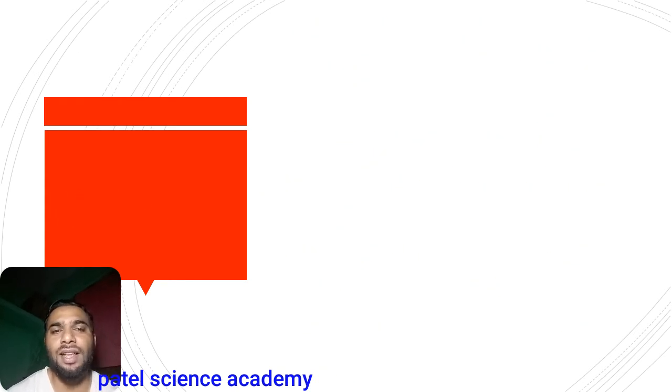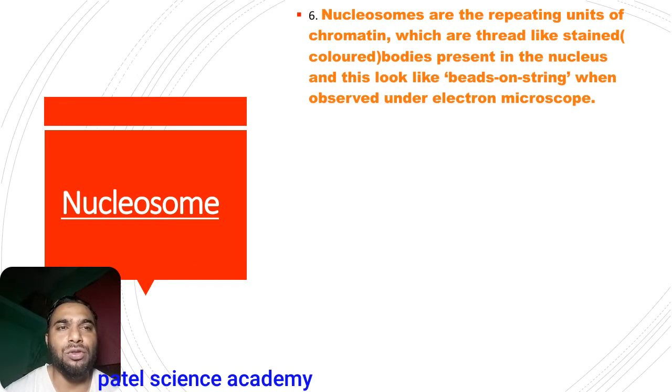Now we'll see the next point about nucleosomes, point number 6. Dear students, these nucleosomes are the repeating units of the chromatin. Now we'll introduce the next term. In the previous lecture we introduced nucleosomes in DNA packaging in eukaryote cells. Now we'll see one more term here. Nucleosomes are the repeating units of chromatin. This means chromatin is the new word, and when nucleosomes repeat one by one, they make a structure known as chromatin. Dear students, these are thread-like stained or colored bodies present in the nucleus, and this looks like beads on a string when observed under the electron microscope.